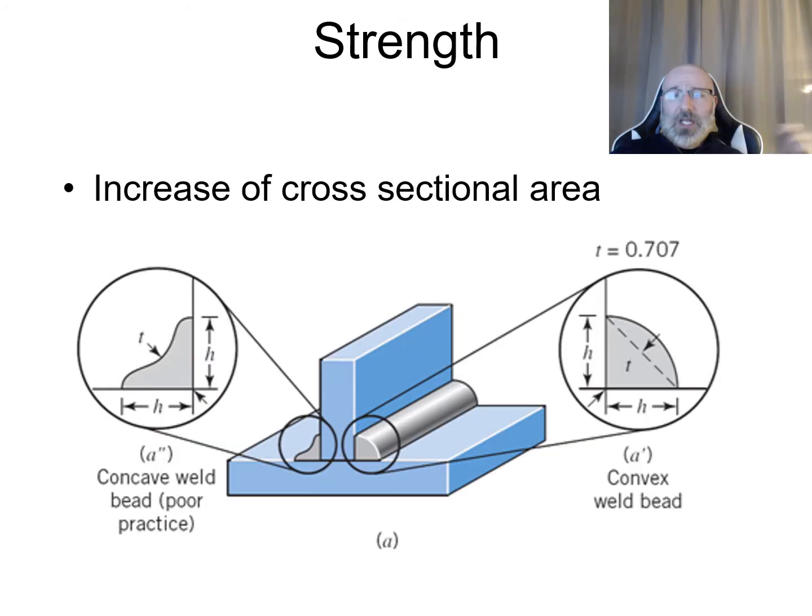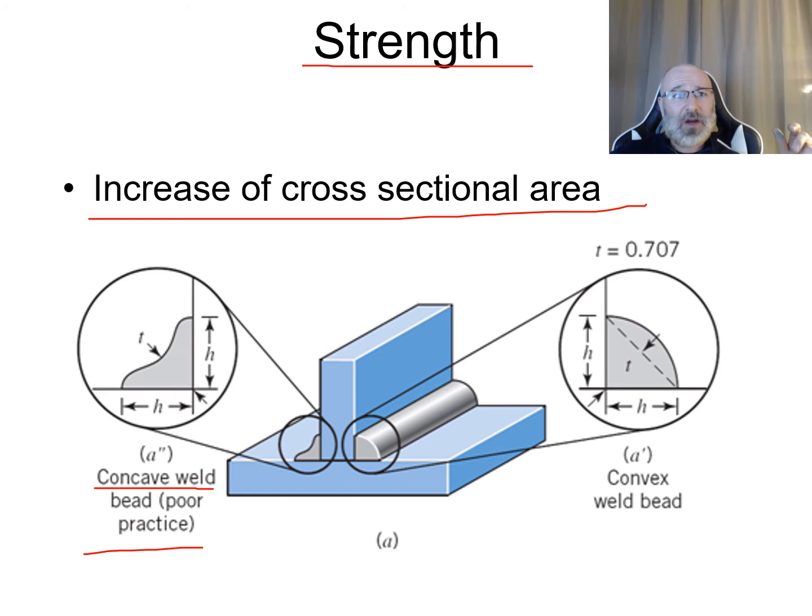Let's take a look now at some governing equations for calculating the strength of our welds. We said before that if we increase the cross-sectional area, it'll increase our strength, so let's look at the actual calculations. Down here on the left side we have a concave weld bead, which is very poor practice. When it's concave, this value T from there to there is going to be a lot smaller. If we have a good convex weld bead, as we have over here, then our T goes from right there to right there, and this distance is going to be bigger than our concave weld bead, giving us a stronger weld.